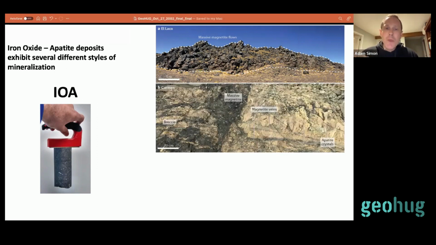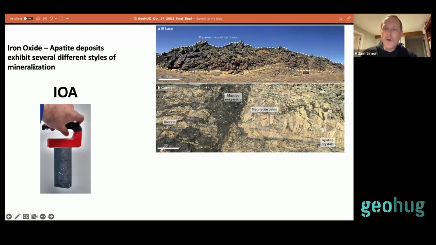You can see in the middle an example of iron oxide apatite mineralization at the Carmen deposit in the Chilean iron belt. And here what you're looking at is massive magnetite in the center to the bottom left of the photograph. And then you can see these veins that cross-cut pre-existing rock.